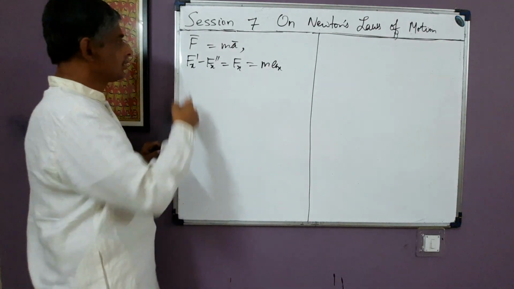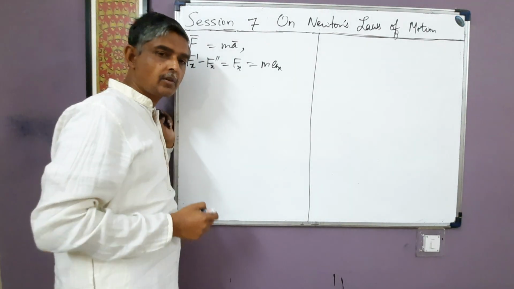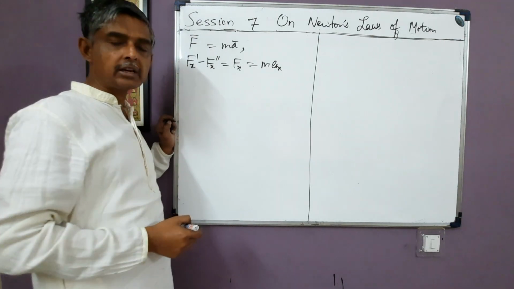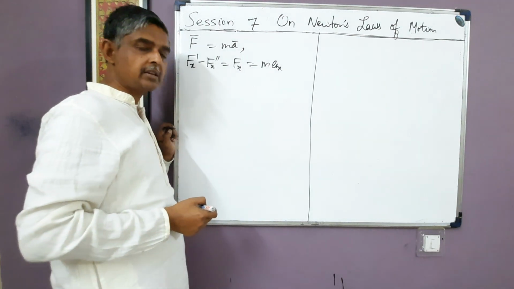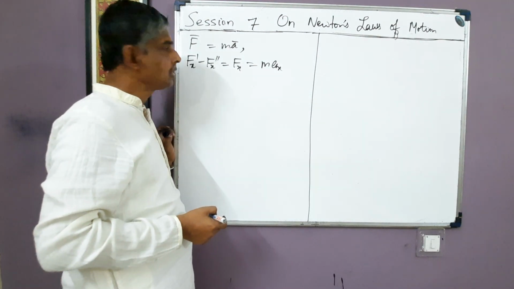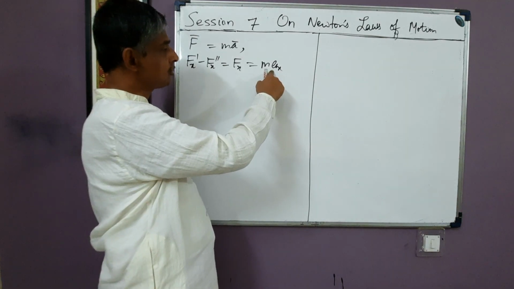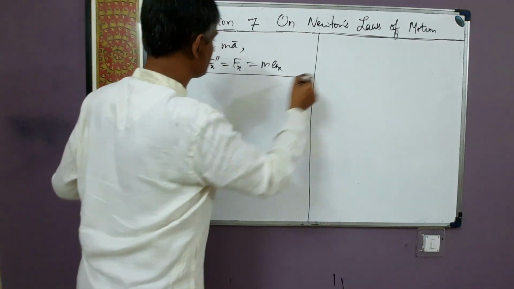What is F? F is the net force. Fx dash is what? Sum of x components of all the real forces on the particle which make an acute angle with the positive x axis. And what is Fx double dash? Sum of magnitudes of x components of those forces on the particle which make an obtuse angle with the positive x direction. Ax is just the acceleration of the point along the positive x direction. Okay. So I'll write down the question now.